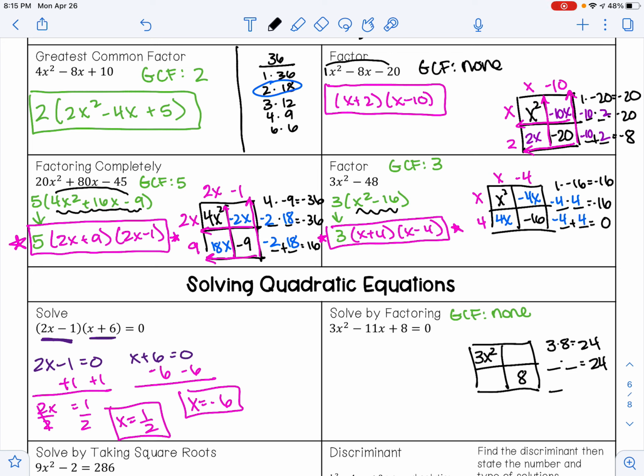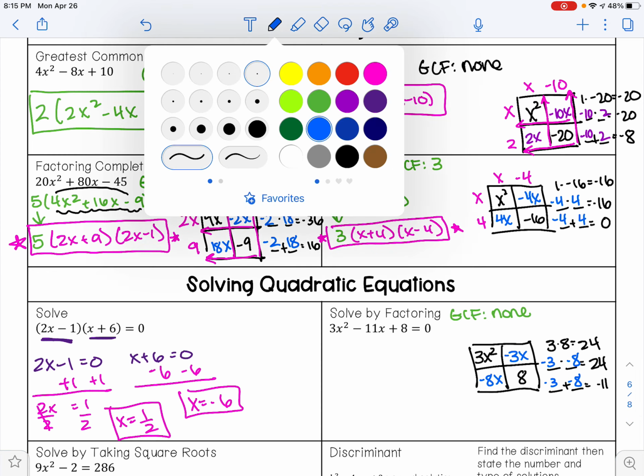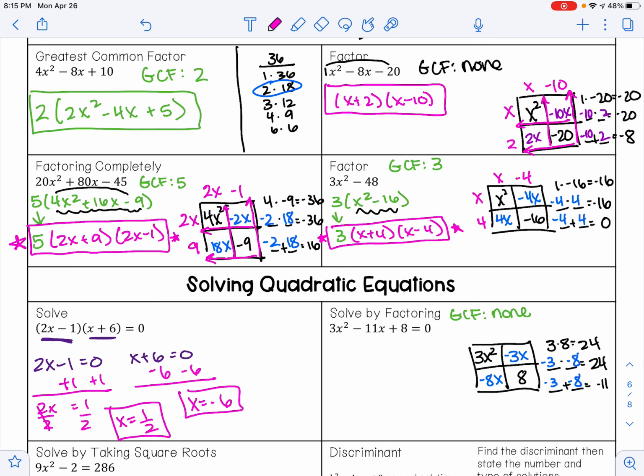So I'm looking for two numbers that multiply to 24 that add to negative 11. And those two numbers are negative 3 and negative 8. Those are going to be the numbers that go in the empty spaces of my area model. The greatest common factor of my top row is 3x. The greatest common factor of my bottom row is negative 8. The greatest common factor of the left side is x. And the greatest common factor of the right side is negative 1. So my factors are 3x minus 8 and x minus 1.